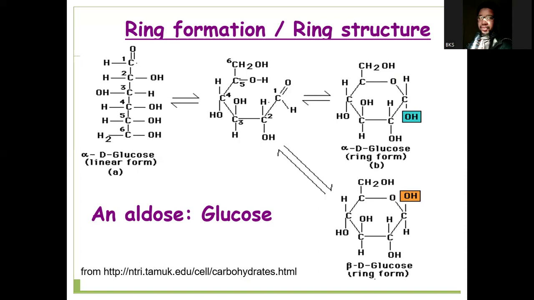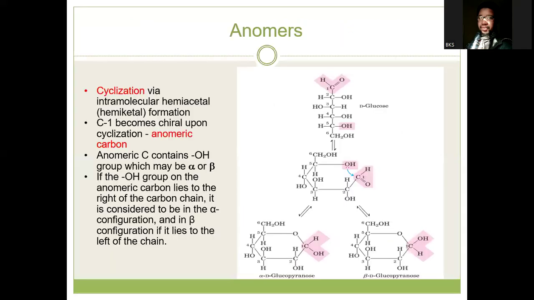So we have an anomer. It is another form of isomerism, which will determine a sugar being alpha or beta. Apart from that, D-glucopyranose can also be alpha or beta, depending on the orientation of the OH group. When the OH group is down on the anomeric carbon, it is called alpha. When it is up, it is called beta.